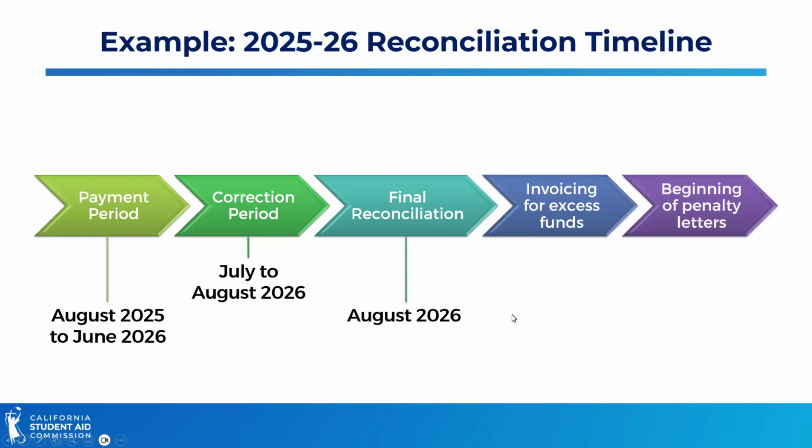And then we'll announce that final reconciliation, right? We're going to at some point close out web grants so that no more payments or adjustments can be reported. And then if your school has any excess funds remaining, unused Cal Grant funds, that's when we would ask for those back through an invoice letter. And then if the funds are not returned, then we will begin to send penalty letters to campuses.